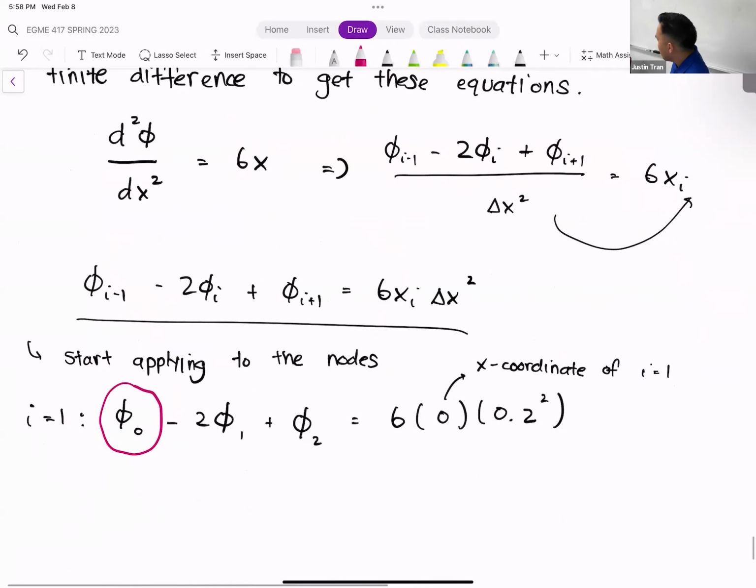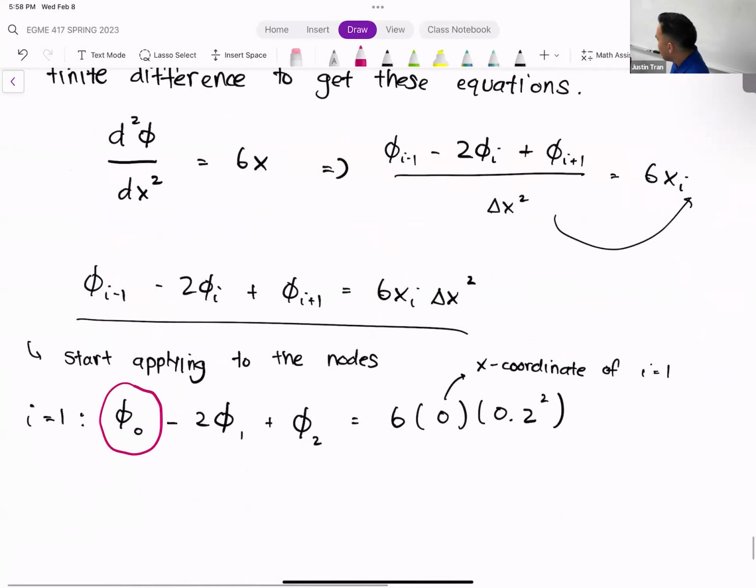All right, any questions on this? Okay, we'll come back to i equals 1. But for now, let's move on. Let's apply the same equation for i equals 2. Same equation.